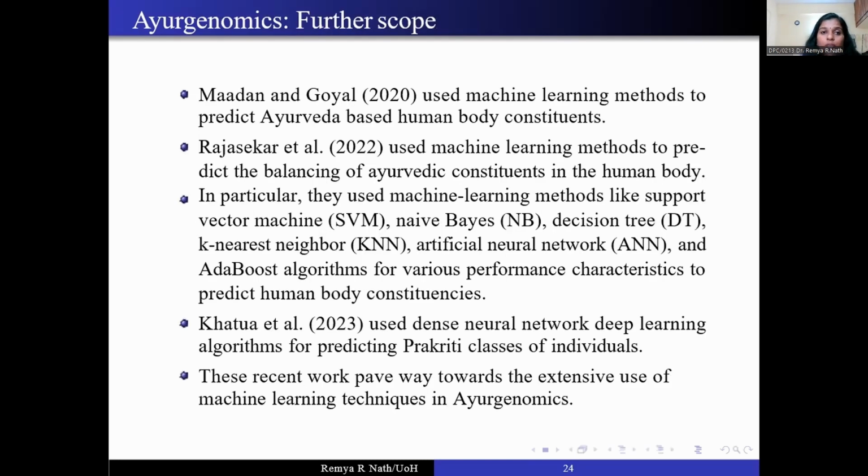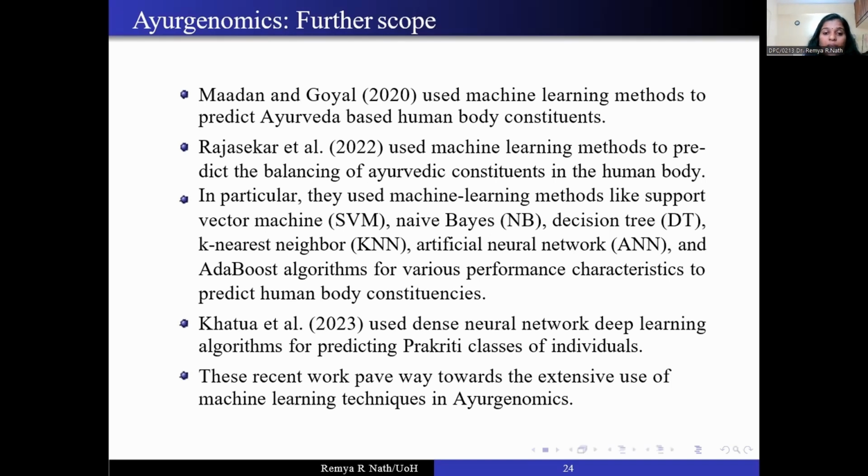Madan and Goyal in 2020 and Rajshekhar et al. in 2022 used machine learning methods to predict the balancing of Ayurvedic constituents in the human body. In particular, they used machine learning methods like support vector machine, decision tree, k-nearest neighbor, artificial neural network, and the AdaBoost algorithm for various performance characteristics to predict human body constituencies. Hadwa et al. in 2023 used a dense neural network deep learning algorithm for predicting Prakriti classes of individuals.